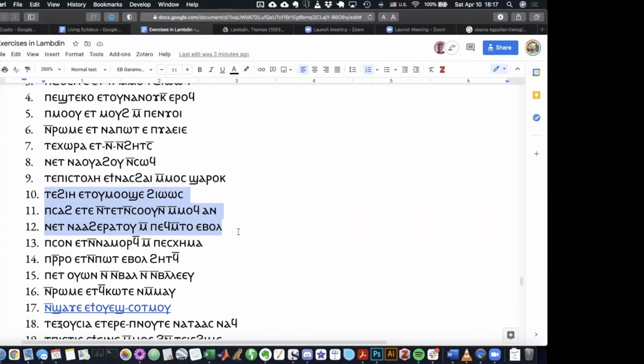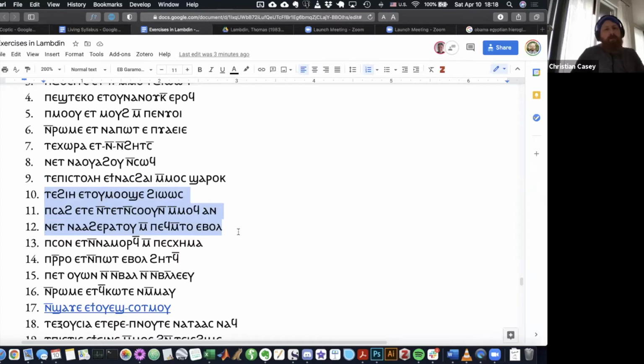Tehie etu Moshe hios, the road which they walk along. The road which they walk upon it.